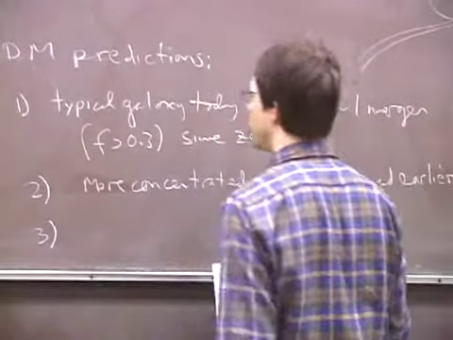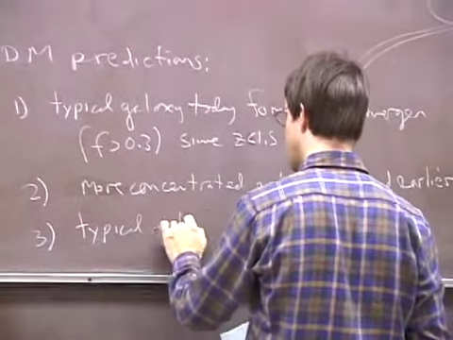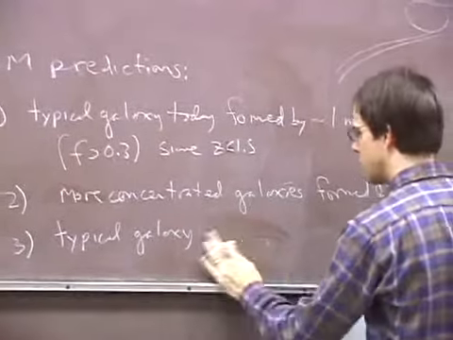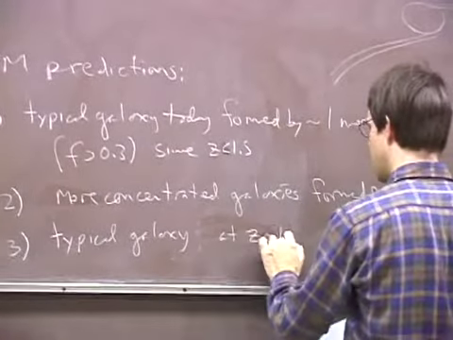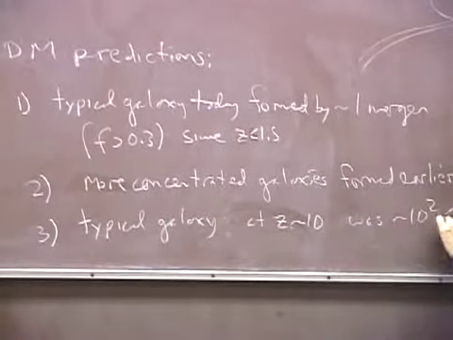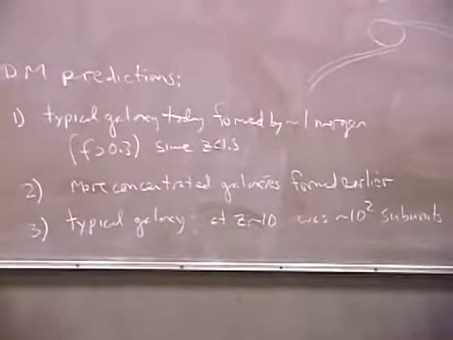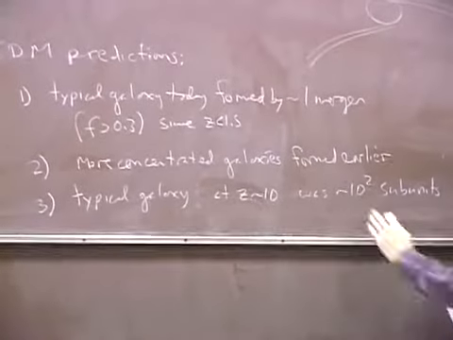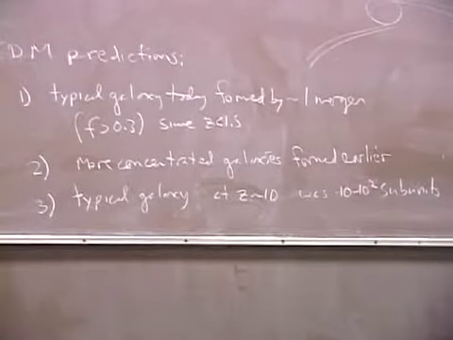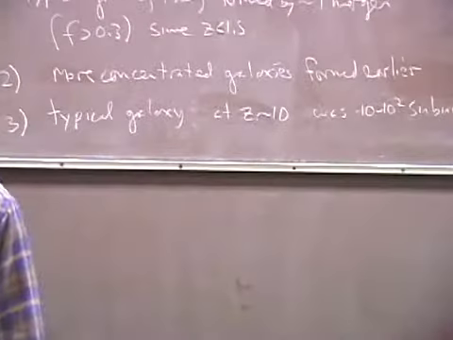And the third statement is that the typical galaxy formed, typical galaxy at redshift of order 10 was of order 10 to the 2 subunits, depending exactly how you do it. More massive galaxies had more subunits.